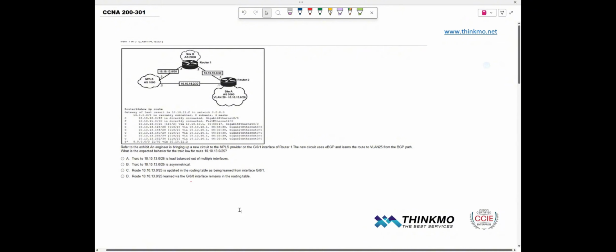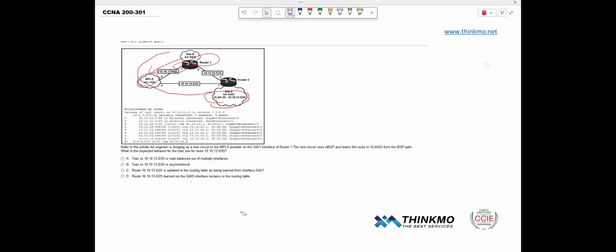It says that the engineer on this device labeled 21, then to the left side, the 21 interface is connecting to an MPLS VPN network. Through this VPN network, he learned the route for VLAN 25, meaning he obtained the VLAN 25 route from this side. So what we want to know is what happened to the original route in the routing table, the one that was learned from this direction. In other words, what is the expected behavior for this route?